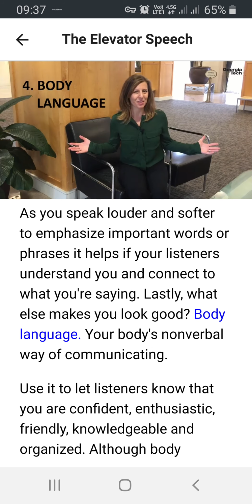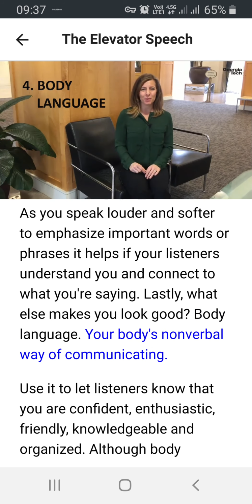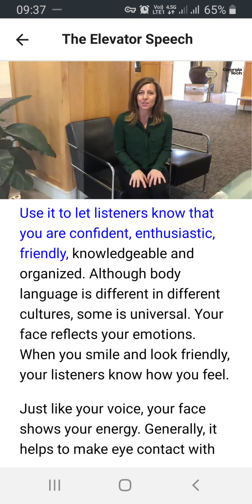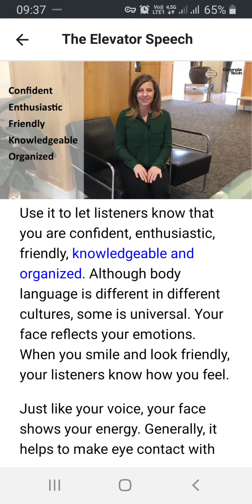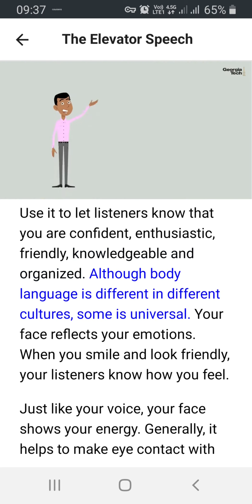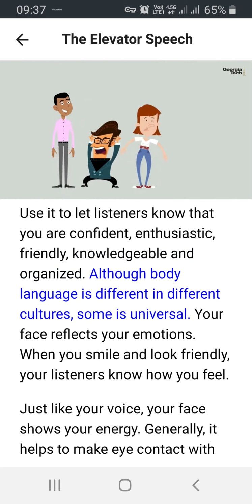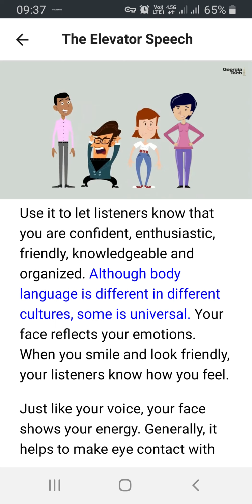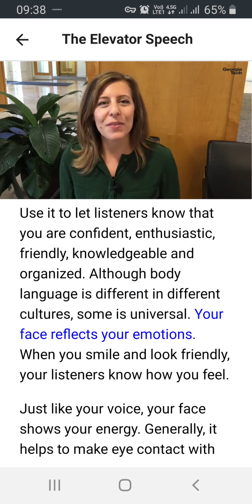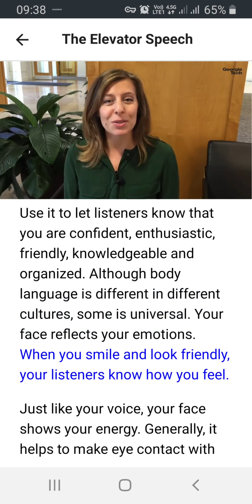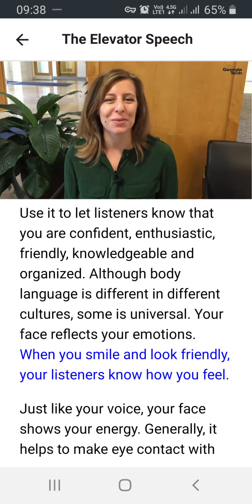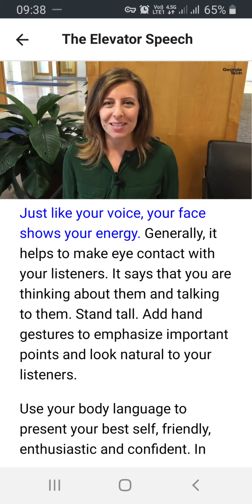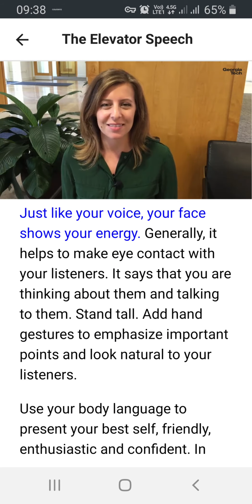Body language. Your body's nonverbal way of communicating. Use it to let listeners know that you are confident, enthusiastic, friendly, knowledgeable, and organized. Although body language is different in different cultures, some is universal. Your face reflects your emotions. When you smile and look friendly, your listeners know how you feel. Just like your voice, your face shows your energy.